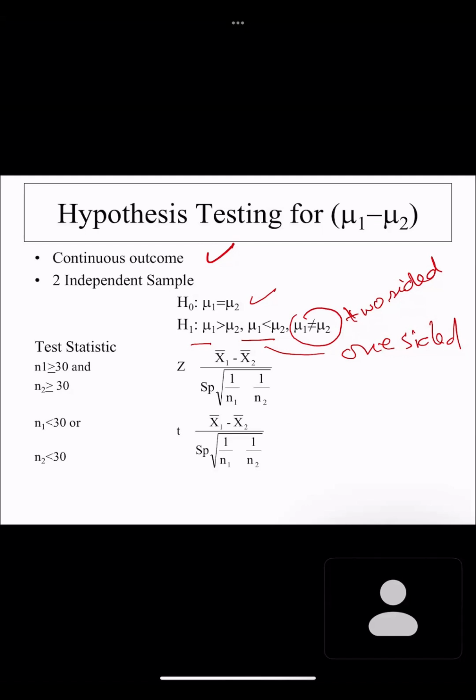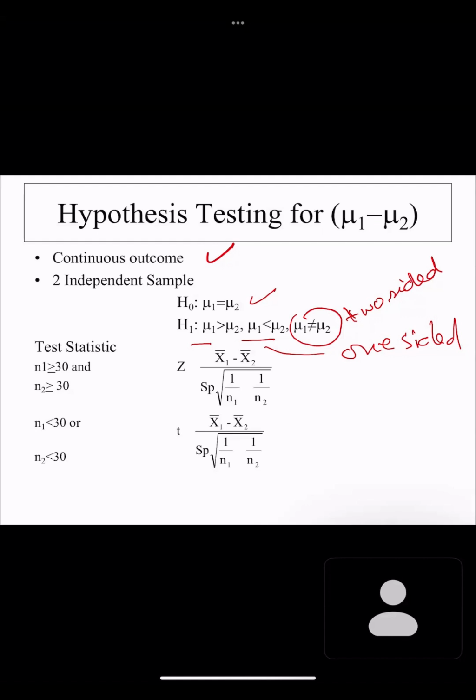Excellent. Yes, thank you. So if it's decreased or if it's different in general. Exactly. So it depends on the question. So if the research question is: is there a difference in body mass index between male and female? It's simply mu1 different than mu2, but always H0 is mu1 equal mu2.